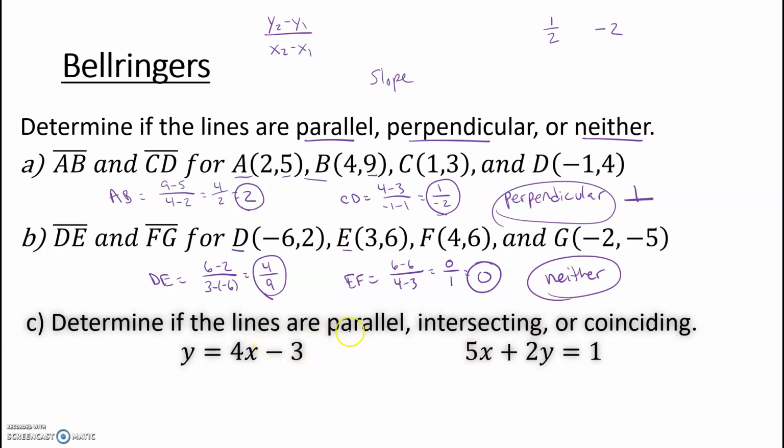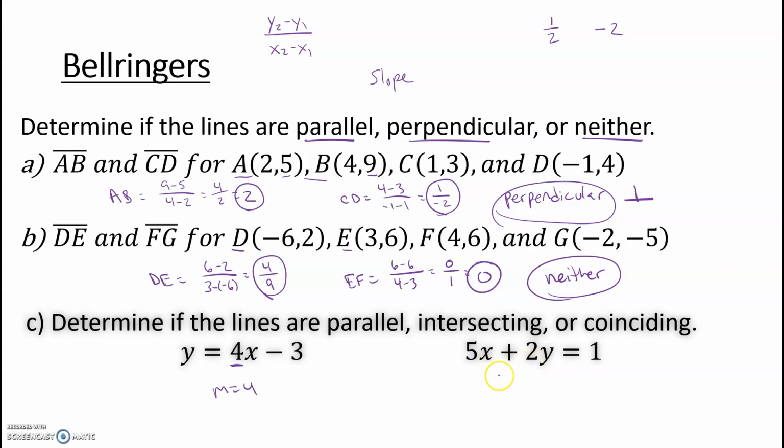So next one, instead of giving us points, they give us actual lines. So it's actually a little bit easier here because I know my slope is 4. I don't have to do much work. So my slope is 4 on this one. Now here, y is not alone. We don't have it in slope-intercept form. So you can't just tell me, oh, your slope is 5. You have to get it into that y equals mx plus b form, like this one was, so that you can pull out the slope.